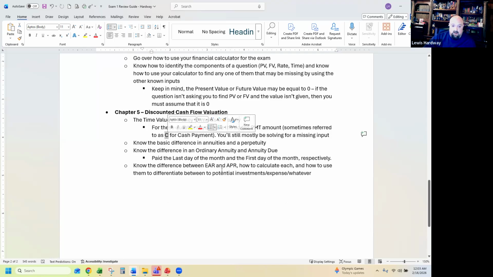Or it may be referred to as a C in a question if it's cash payment. But again, a lot of these questions, it's still like you're missing one component and it's asking you to find that specific component. So again, you're solving for X. Know the difference between annuities and a perpetuity, ordinary annuity and annuity due. You need to know the difference in those, and you need to know how to change your calculator to an annuity due.